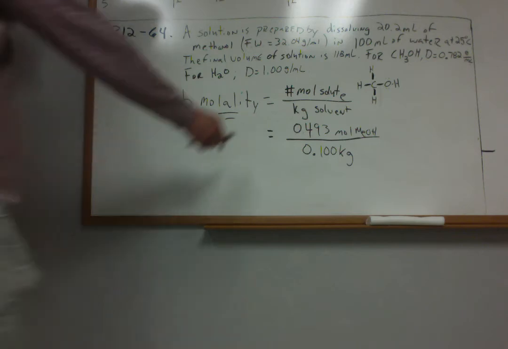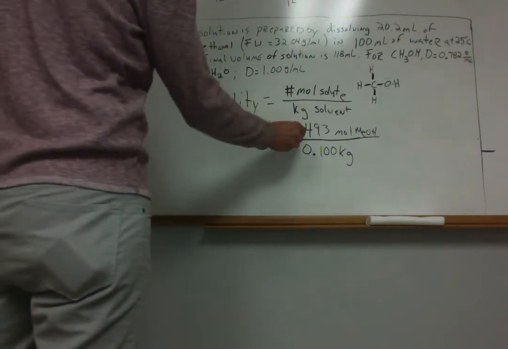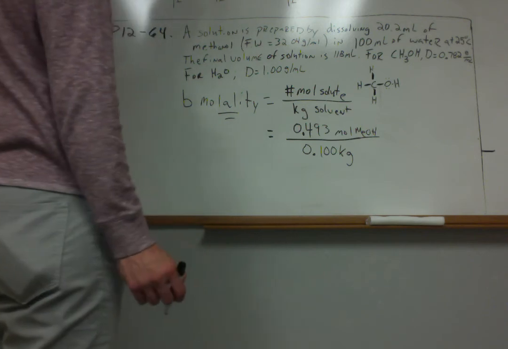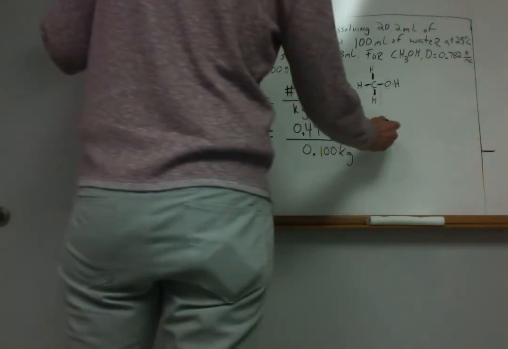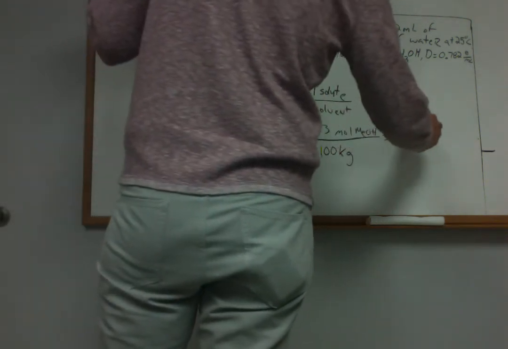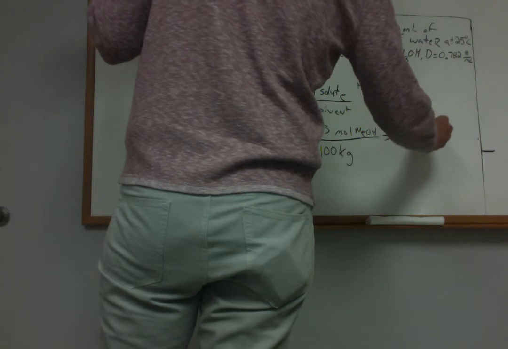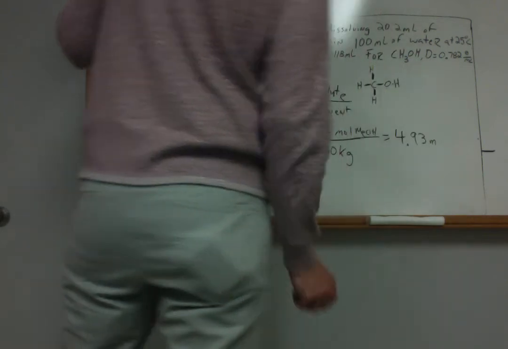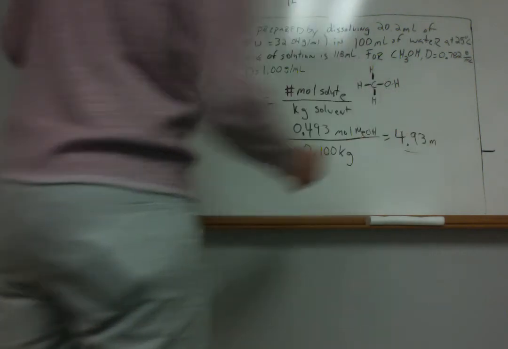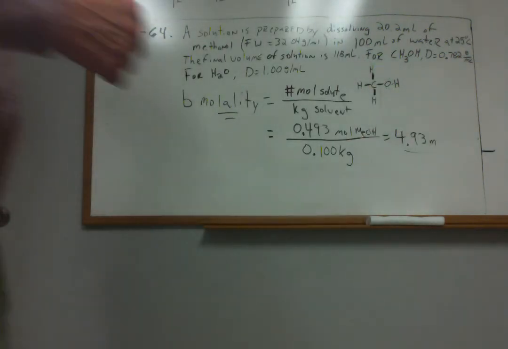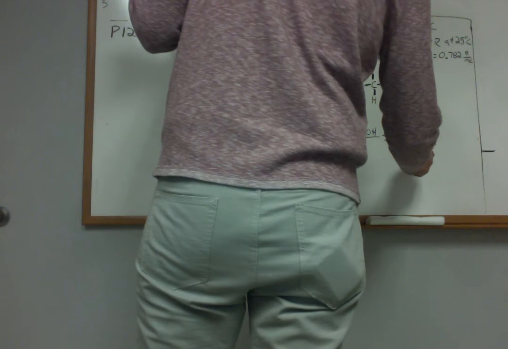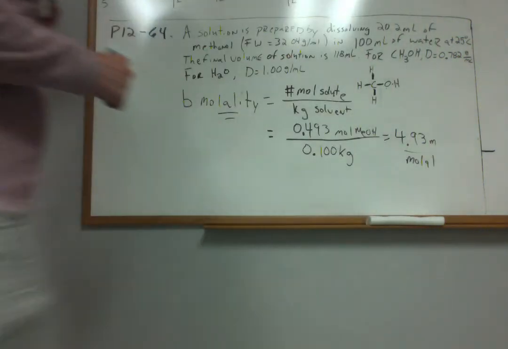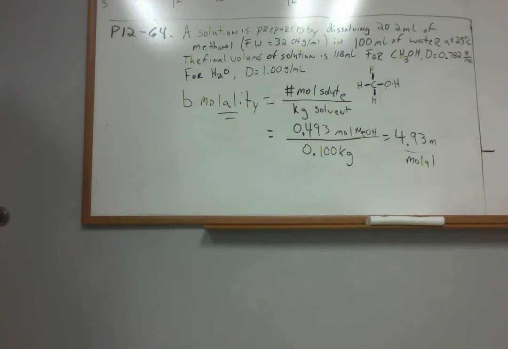So I've got the number of moles of my solute, which is my methanol, present in lower quantity, divided by 0.1 kilograms. It's like multiplying by 10, basically. So I would say this solution is 4.93 molal in methanol. Molal being M-O-L-A-L, molal. Okay, that's the molality.